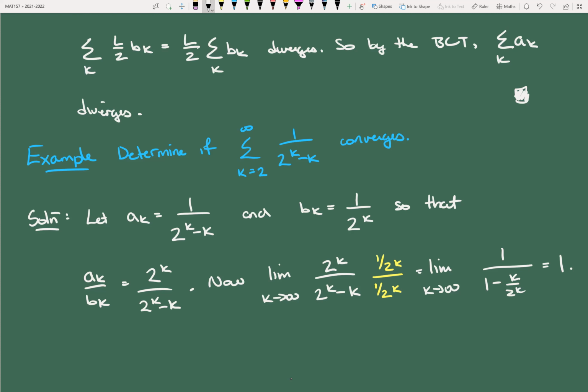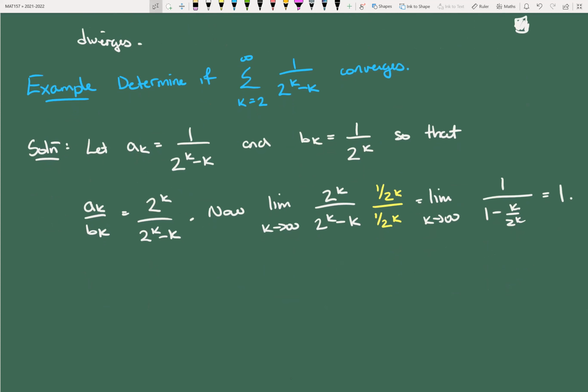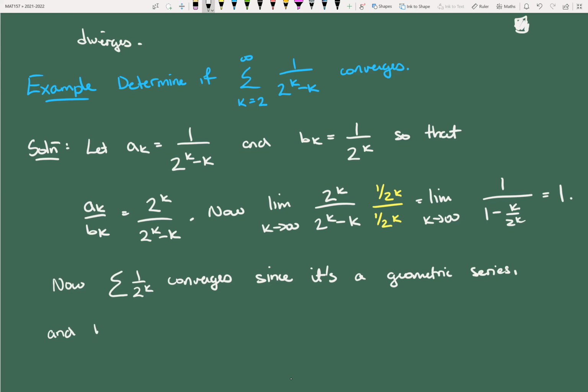So you've shown that a_k over b_k has a positive finite limit. That means they morally behave the same way. And b_k converges by geometric series, right? Due to the blah, converges since it's a geometric series. Thus, by the limit comparison test, so too does this thing. Right, great, done. It's a little bit more work because you have to prove this limit.